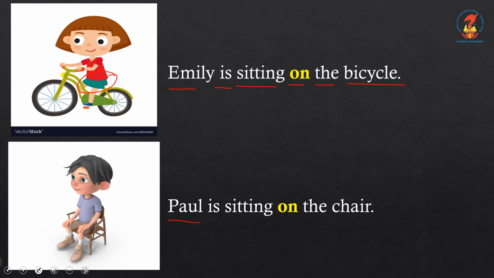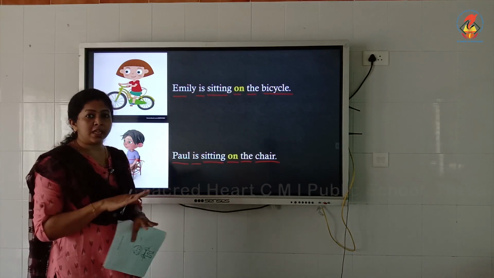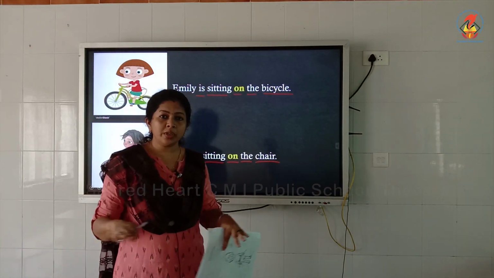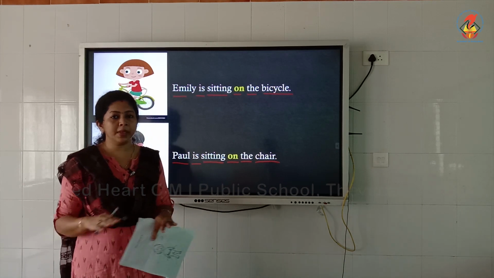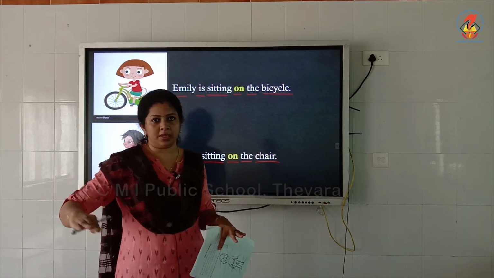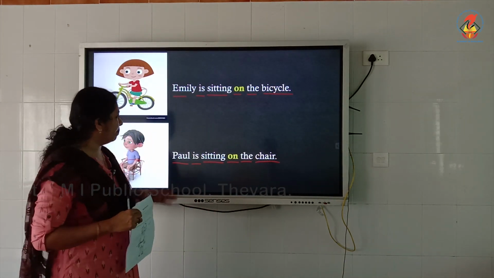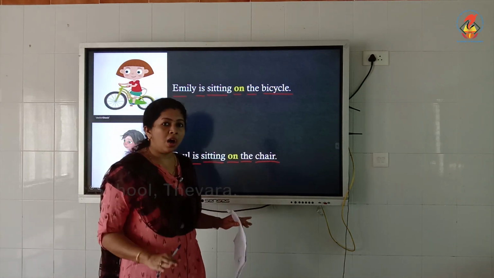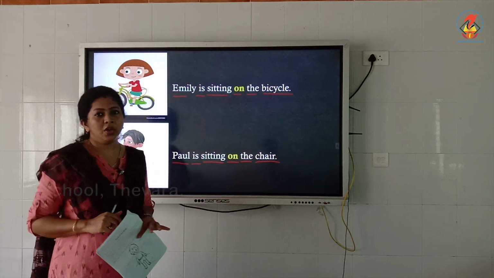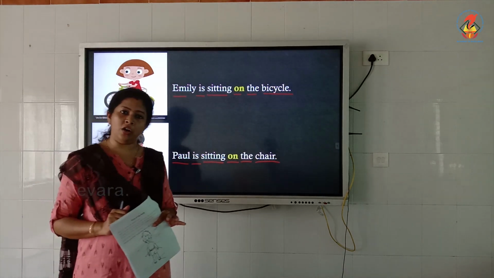Second, Paul is sitting on the chair. Here also the boy is touching the chair. It is touching the surface. Surface means what? Outer portion. It's what you call outer region. So Paul is sitting on the chair. Okay. Here also we use on.